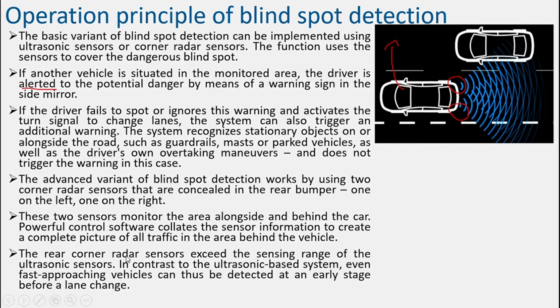In contrast to the ultrasonic based system, even fast approaching vehicles can be detected at an early stage. This is one huge advantage of radar. Radars can detect a fast moving vehicle at an early stage before the lane change. This is the reason why many OEMs prefer radars rather than ultrasonic sensors. But of course, ultrasonic sensors have one advantage when it comes to cost. Ultrasonic sensors are cheaper, so depending upon the cost and the premium level of the vehicle, ultrasonic sensors also can be used.